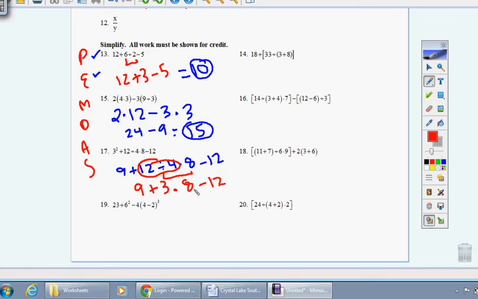And now I can do my multiplication. So now I do 9 plus, 3 times 8 is 24, plus 24 minus 12. And now I work left to right with addition and subtraction. So 9 plus 24 would give me 33. And 33 minus 12 would give me an answer of 21.